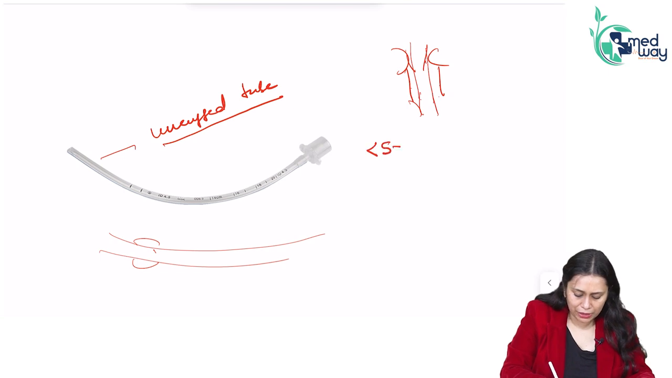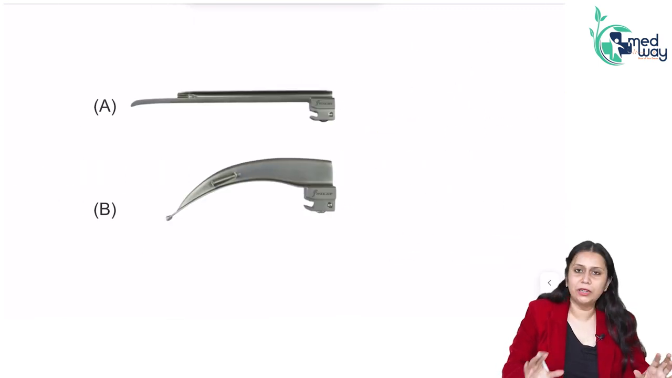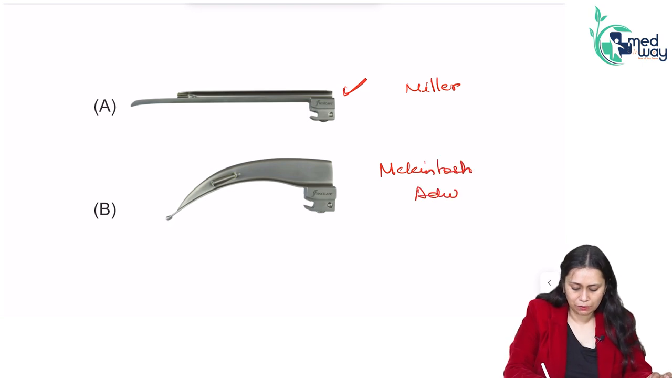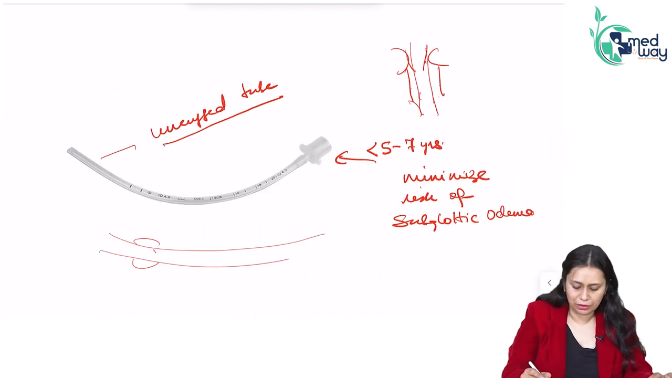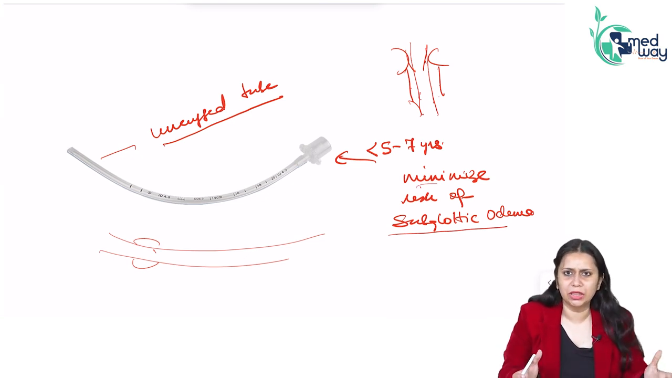So in children less than 5 to 7 years, this uncuffed tube is used to minimize the risk of subglottic edema. Okay. So as I told you, in pediatric, we use a straight blade laryngoscope. This is a straight blade or Miller laryngoscope, and this is the curved blade, that is the Macintosh laryngoscope. So this is used in adults more commonly, and this is used in pediatric. In pediatric, we are using this uncuffed tube to minimize the risk of subglottic edema. So these are the two standard changes which we make in pediatric intubation.